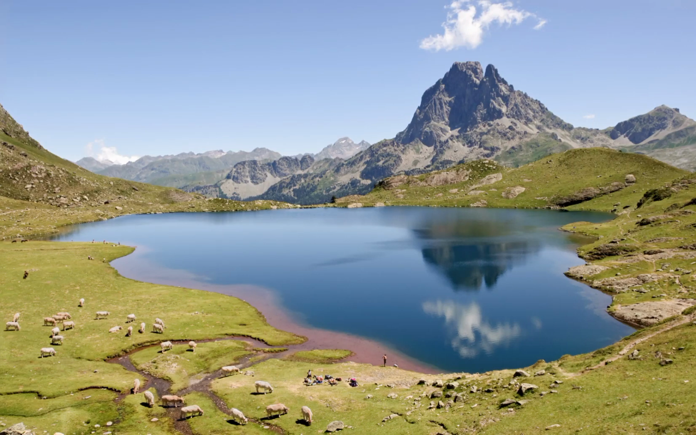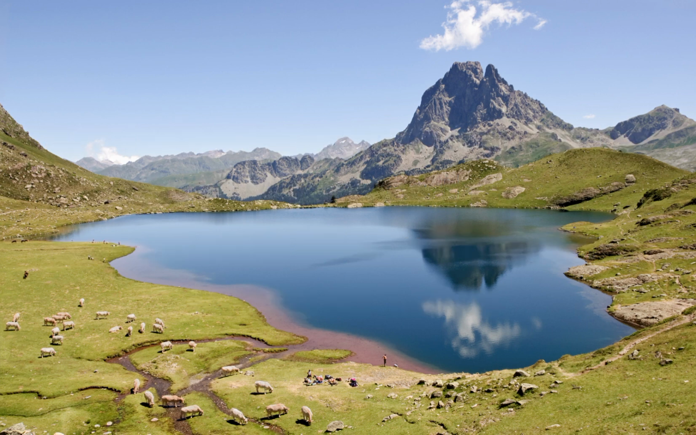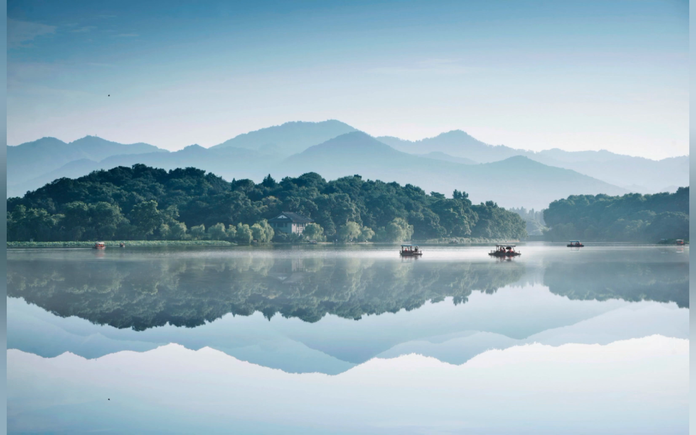Today I'm going to talk about lakes and their types. Any hollow depression on the earth's surface which is filled with water permanently is known as a lake. The water of the lake can be fresh, or it can be brackish or salty. But mostly the lakes are freshwater lakes.